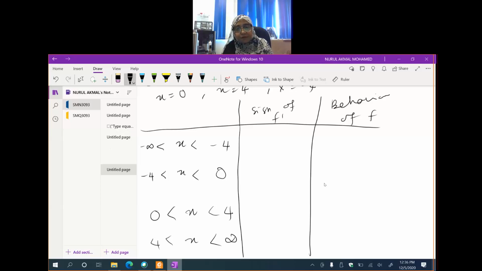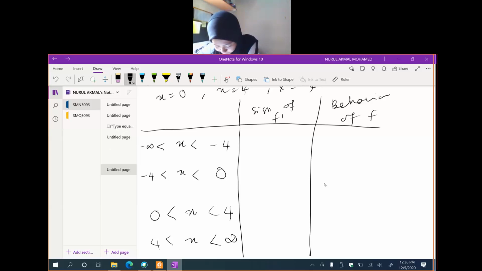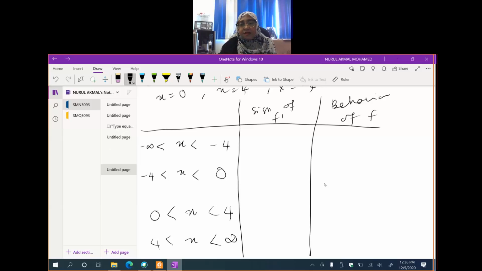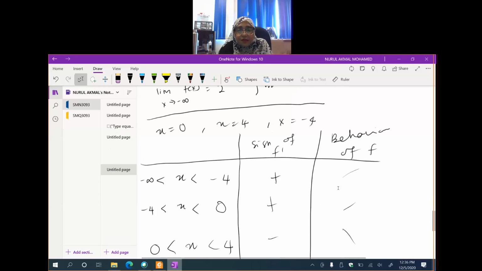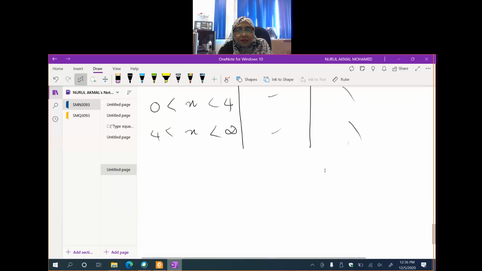Is it positive or negative? Positive, positive, negative, negative. So this is increasing, increasing, decreasing, decreasing. This is from the first derivative test.